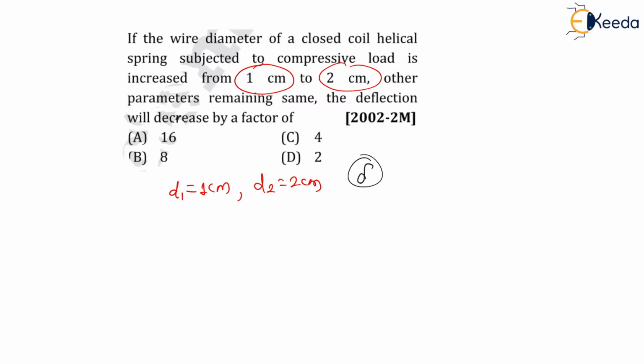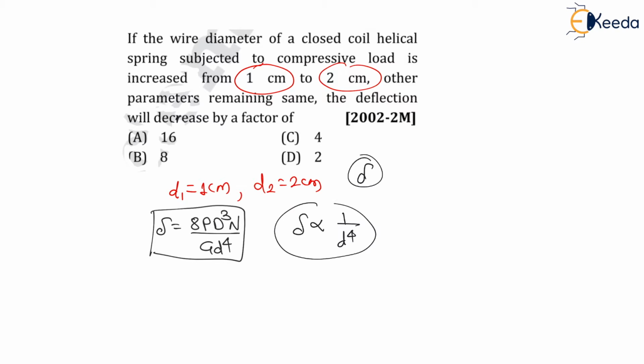And my dear students, we have derived one formula to find this deflection, which is nothing but deflection is equal to 8PD³N divided by Gd⁴, where D is capital D and d is small d. This formula we already derived in theory lectures. That means deflection is inversely proportional to small d power 4 because other parameters are same.